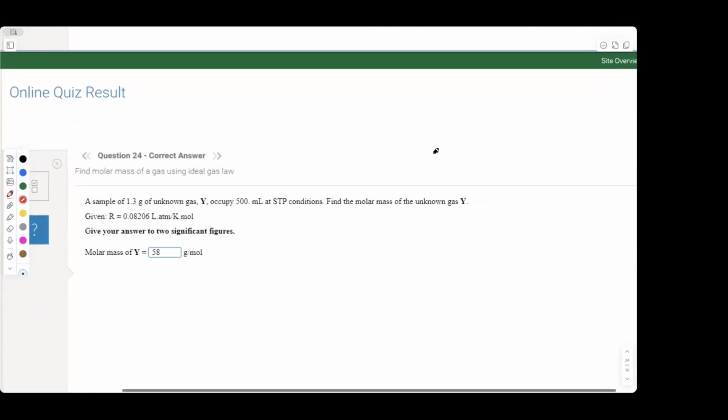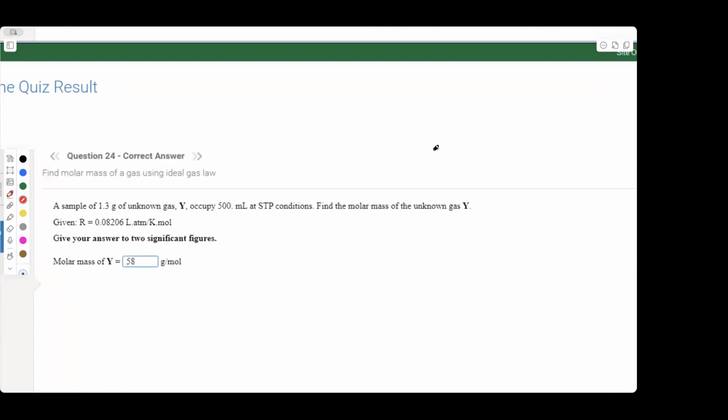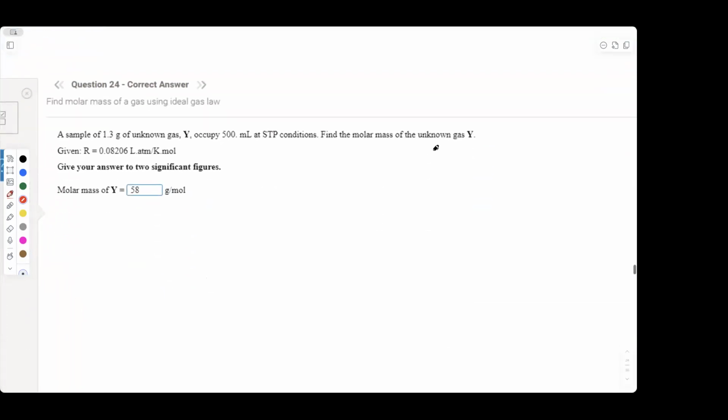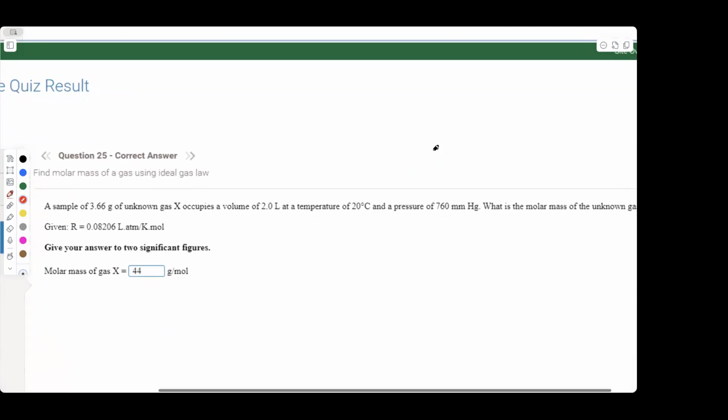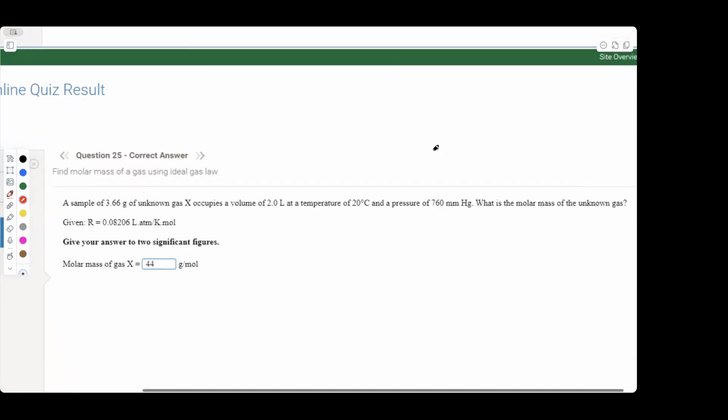A sample of unknown gas occupies this volume. Find the molar mass of the unknown gas. This is the same idea as the previous one. A sample of unknown gas occupies a volume and a pressure. What is the molar mass? Again, you can find it the same way.